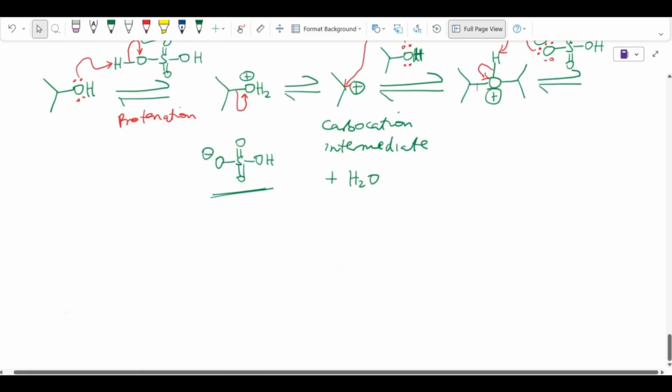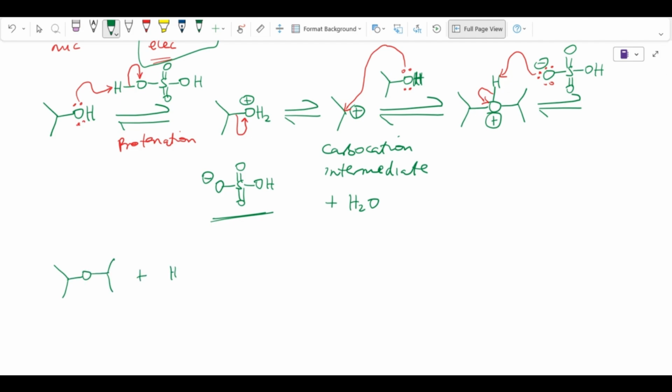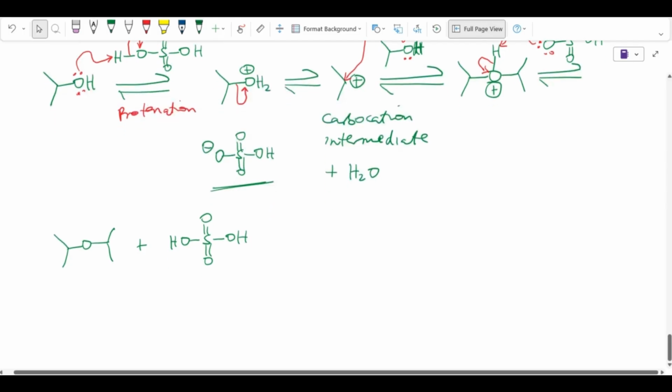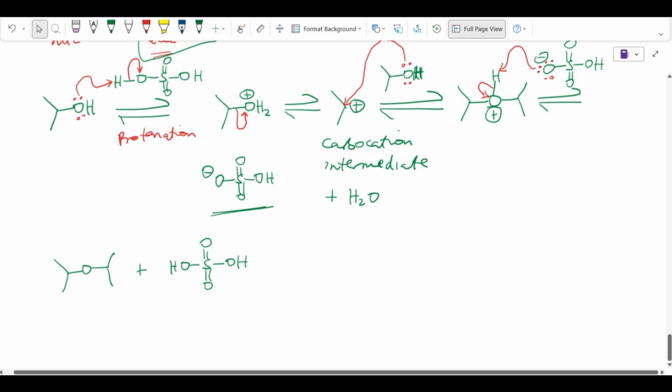And our eventual product will be the ether. And the catalytic acid will be regenerated. And this will be the mechanism of the reaction.